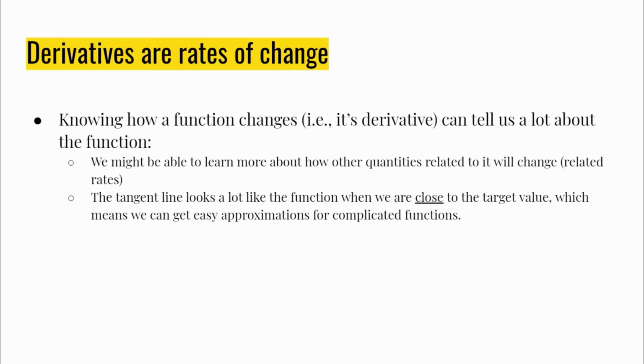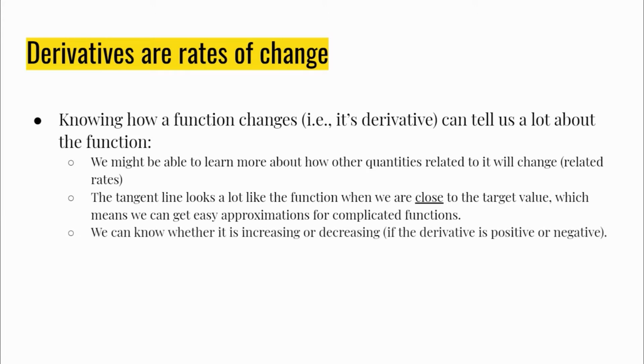Also, if you zoom in on the graph of a function and its tangent line, remember the slope of the tangent line is the derivative. If you were to draw a function and its tangent line, and zoom way in on that spot where the line is tangent, then the tangent line is going to look a lot like the function itself when we're close to that target value. That allows us to find approximations for complicated functions just using a formula like y equals mx plus b.